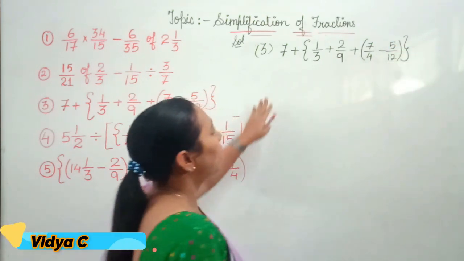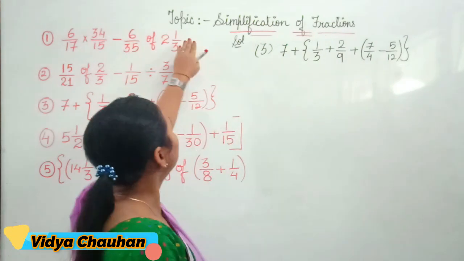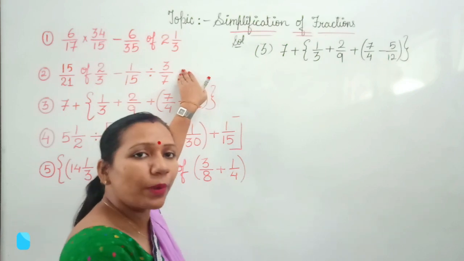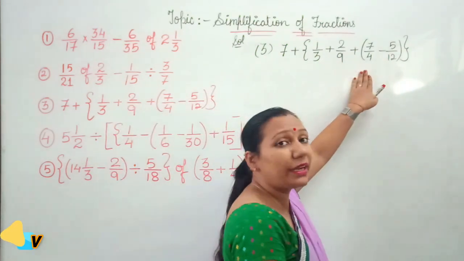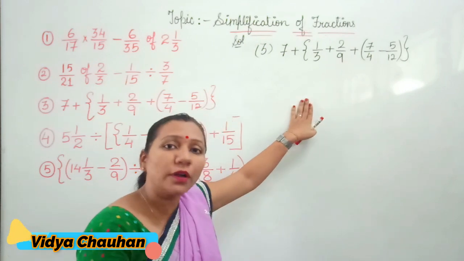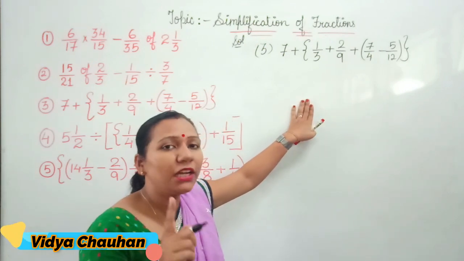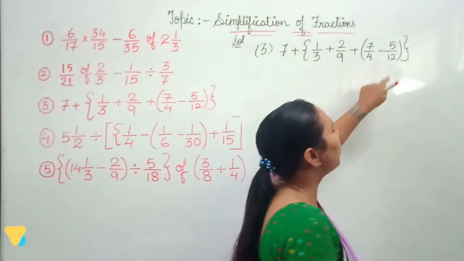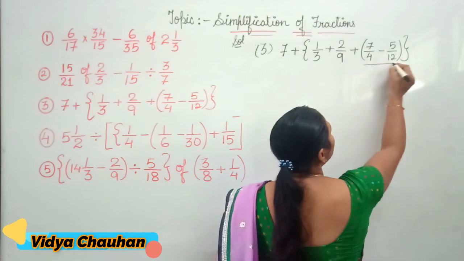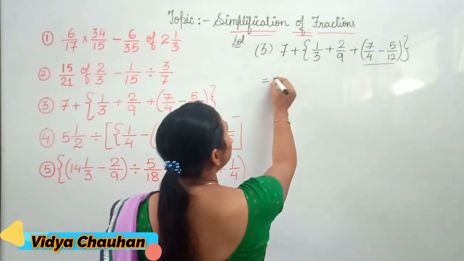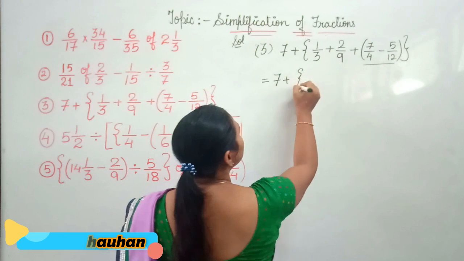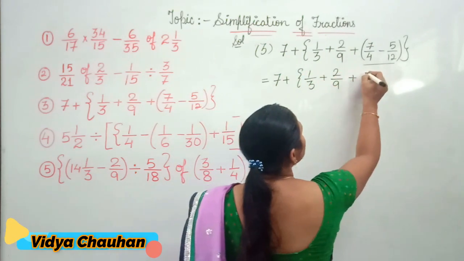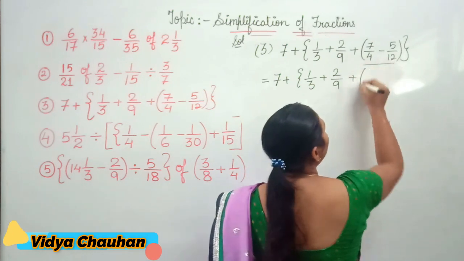Okay children? Since you can see that earlier in two of the questions we did not have any kind of brackets, but here we have brackets. According to the order of solving brackets, the first bracket we have to solve is the small bracket, and here is our small bracket. So very first we will solve this term here, and the rest will be copied as it is. It is 1 upon 3 plus 2 upon 9 plus, taking the LCM of 4 and 12.